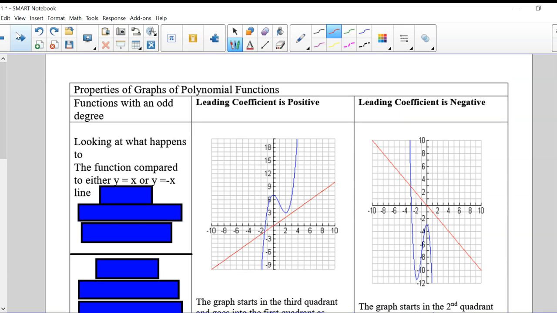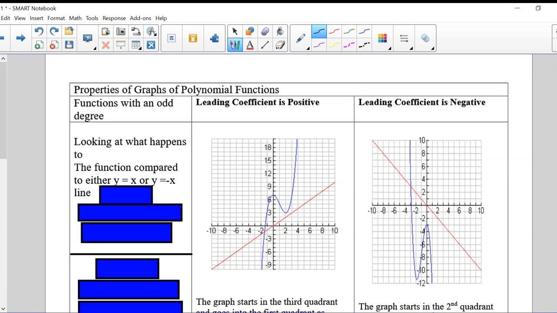I'm going to start off, let me grab my stylus here. I'm going to start off by looking at a situation where the function is an odd degree function, right? So let me remind you now, odd degree functions are like linear functions. I think we can all agree that a linear function is an odd degree, meaning it's a degree 1. A degree 1, an odd number, makes it an odd degree function.